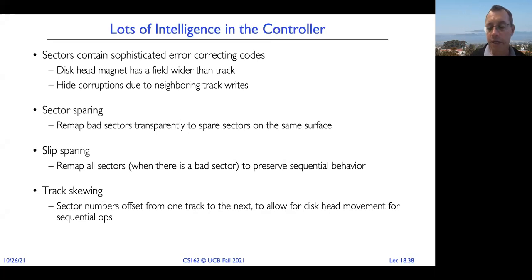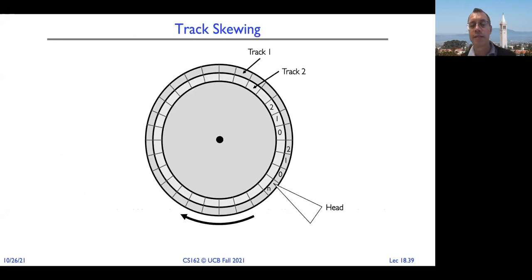And the last thing is track skewing. Here I have a figure showing what track skewing means. If the data is stored sequentially on nearby tracks, then I want to make sure that when I move from one track to another, I don't waste time. Here, these are the sectors on track one. I'm just finishing reading everything on track one and I want to move to track two, the one inside.